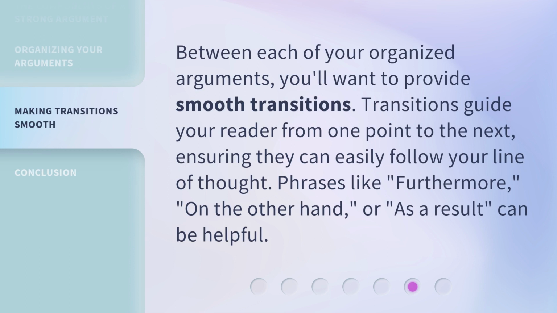Between each of your organized arguments, you'll want to provide smooth transitions. Transitions guide your reader from one point to the next, ensuring they can easily follow your line of thought. Phrases like, furthermore, on the other hand, or, as a result, can be helpful.